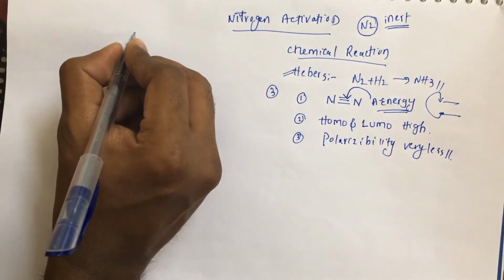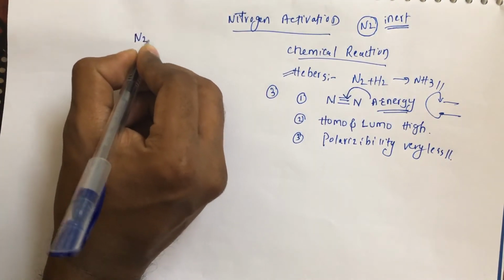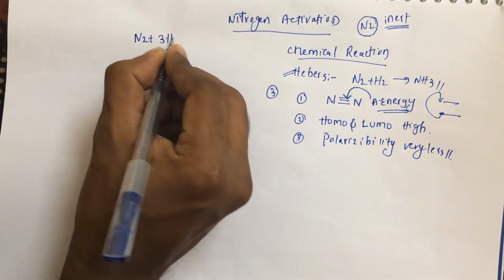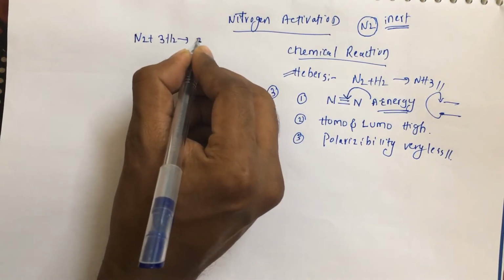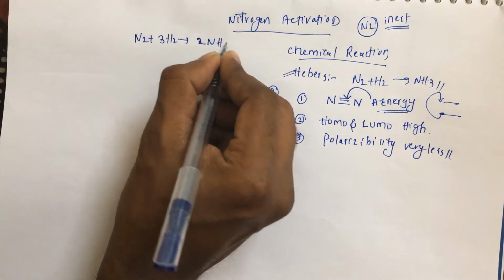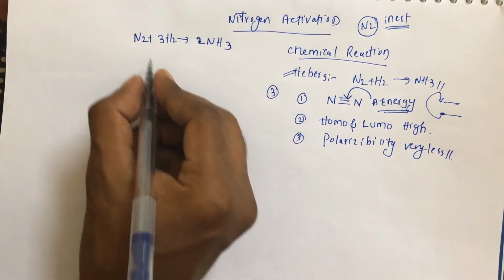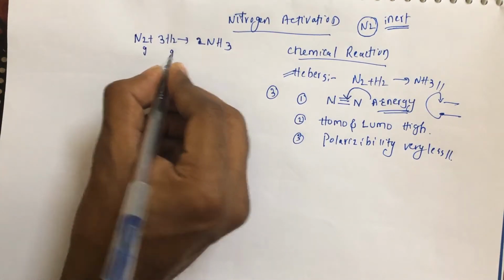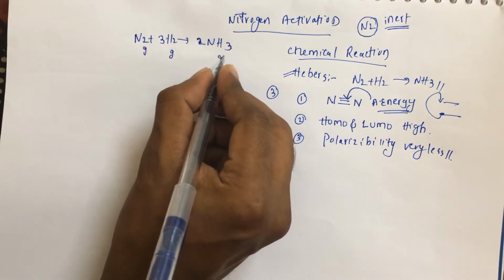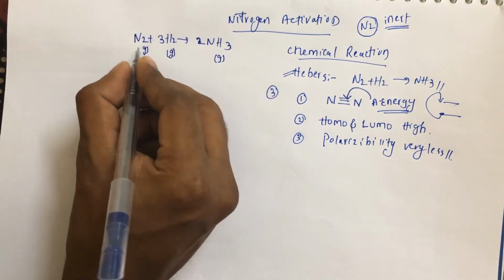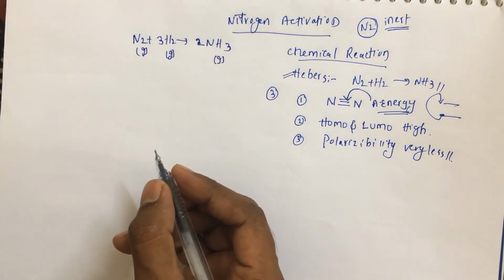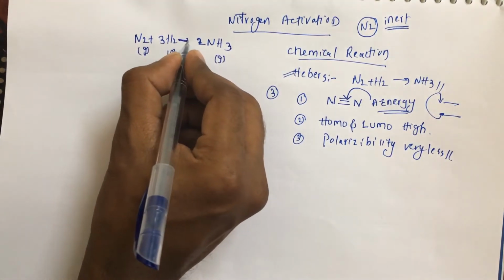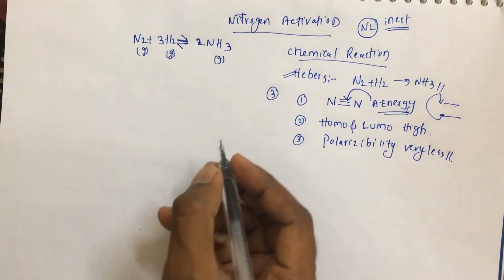So what is the Haber's process? In the Haber's process, we have nitrogen plus 3H2 gives rise to 2NH3. So this is gas, this is gas, and this is also gas. And one thing we need to remember about the Haber's process is that this is a reversible reaction.